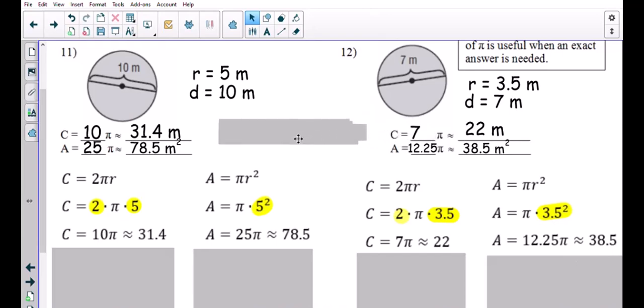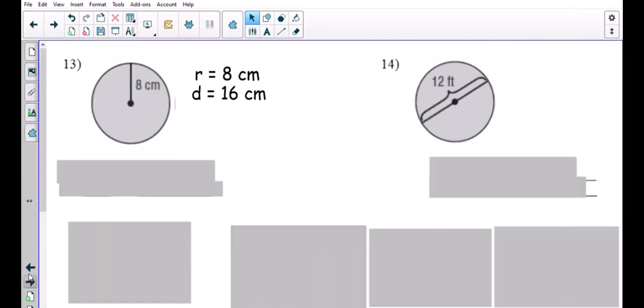We get 12.25 pi, or about 38.5 meters squared. All right, let's slide ahead to our next two, and then I think I have some independent practice before we get into a handful of word problems here.